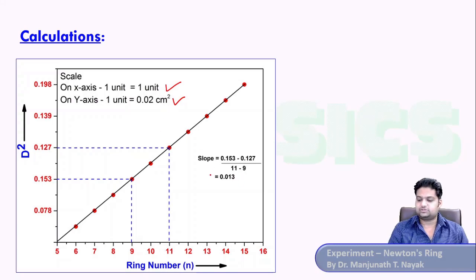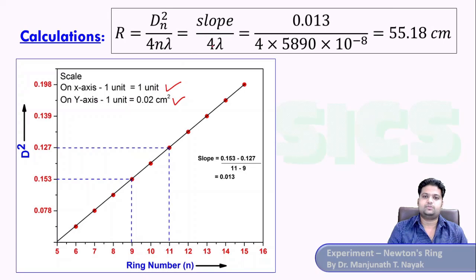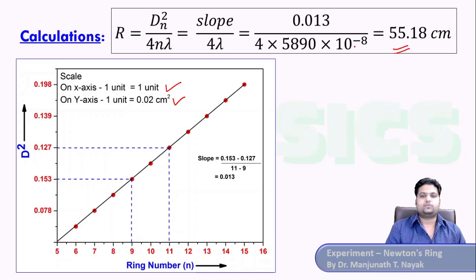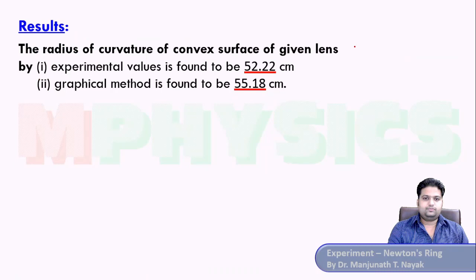The slope I get is 0.03, and if I put it in the formula, which is slope upon 4 pi, because it is d square upon n, so that becomes slope upon 4 pi, I get 55.18. So 55.18 is what I get, whereas in calculation I got 52.22, which is quite good. Both the graph and the calculated readings are agreeing with each other. So we can conclude that the radius of curvature of the lens that is given to us is somewhere around 52 to 55.